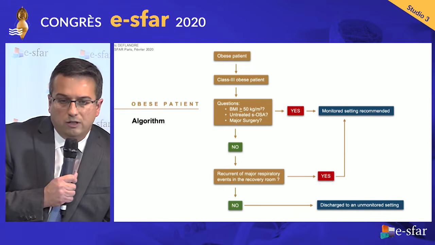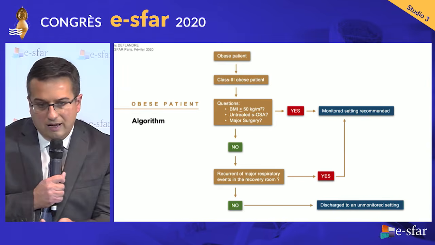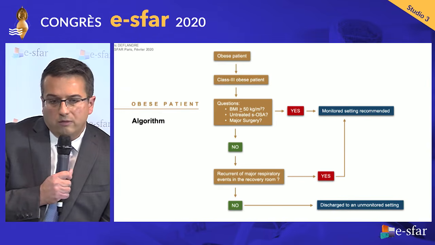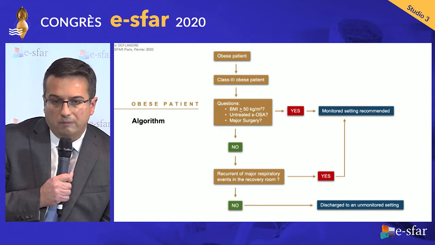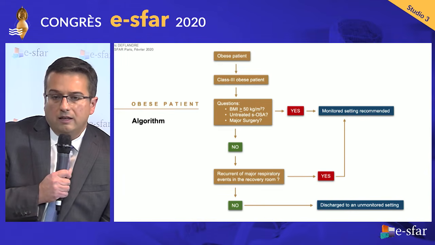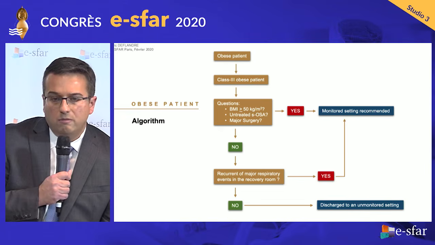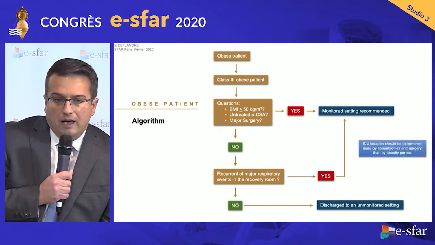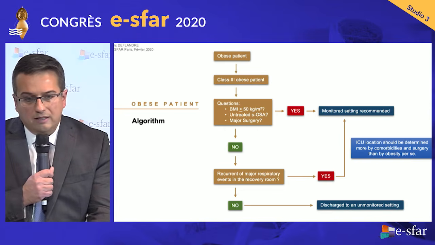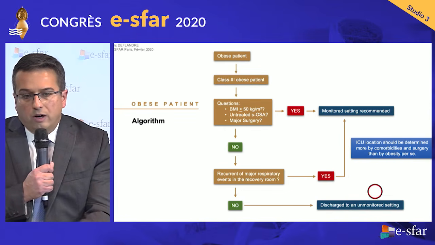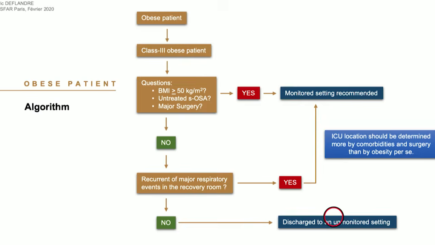But I will address one last point about this last line. There is one thing we haven't discussed until now: obesity is related to many other comorbidities. And for these patients, this last line of patients, you have to choose individually if the patient should be placed in a monitored bed or not. And this choice will be guided by the comorbidities of the patient and by the type of surgery.